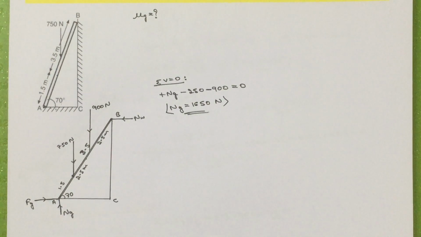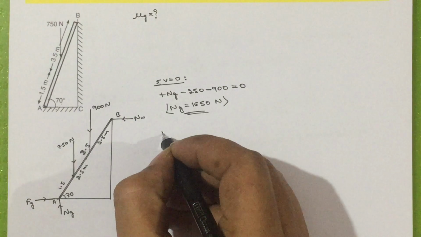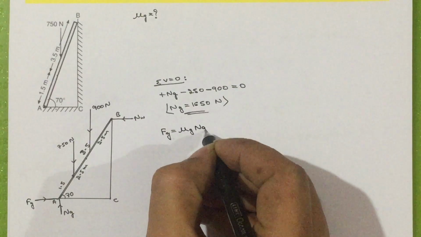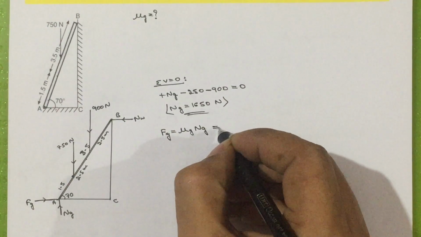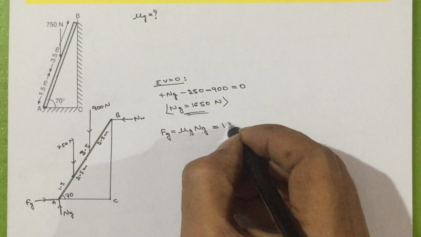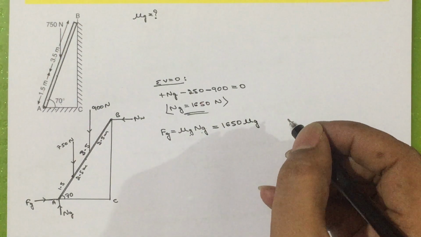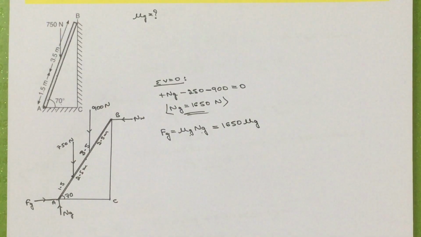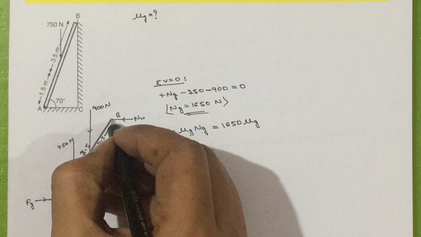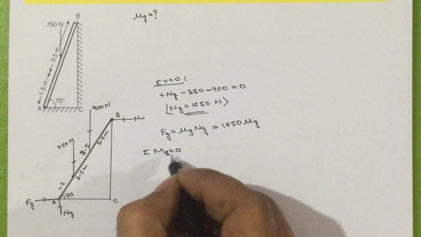We have the formula F equal to mu into N. So by using that equation, Fg is equal to mu g into Ng. We do not know the value of mu g, but Ng we calculated as 1650. So it will become 1650 mu g. Now, if you want the value of mu g, take the moment with respect to the B point: sigma MB equal to 0.